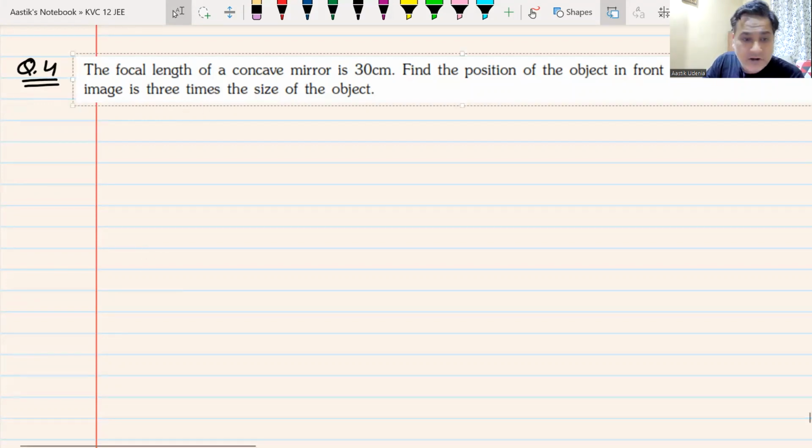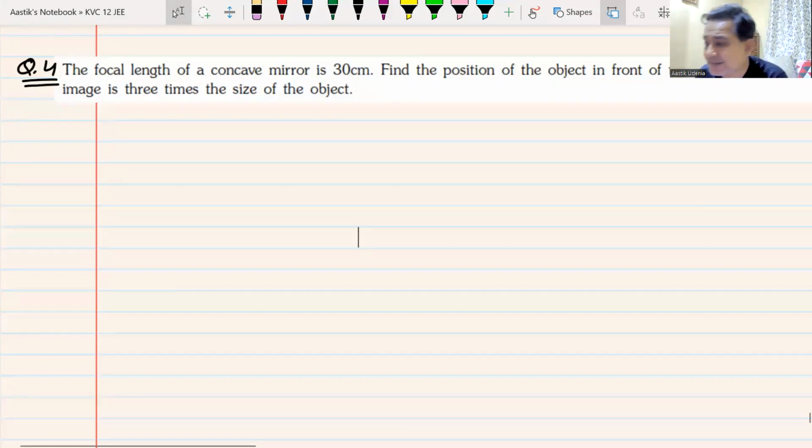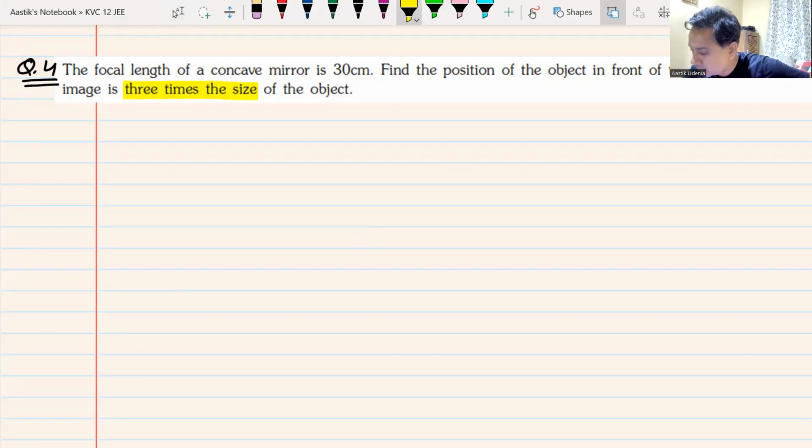The focal length of a concave mirror is 30 centimeter. Find the position of the object in front of the mirror so that the image is 3 times the size of the object. A very simple question. It is given for a very specific reason, and I must get that reason out from you, otherwise this question is useless. So I'll give you 1 minute, 2 minutes to solve this and give me the answer.